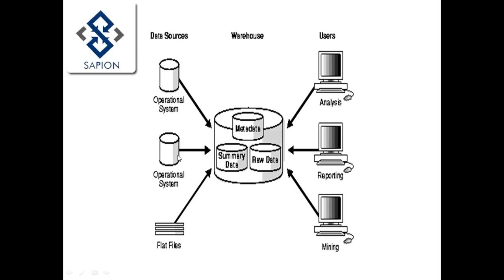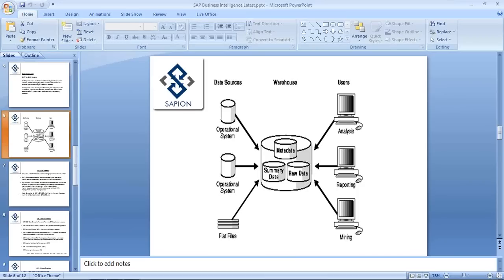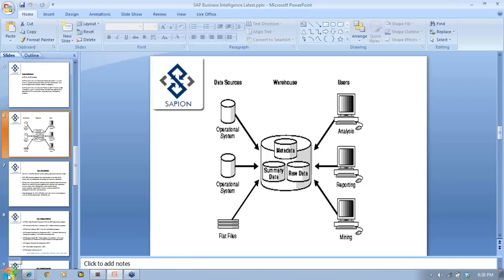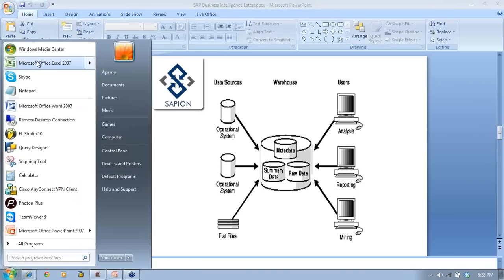Any system which supplies data to a data warehouse in an SAP BI environment is called a source system. Okay, that's just a terminology. Any system which supplies data to the data warehouse is a source system. And within the source system, you might have multiple data sources. So I'm going to explain this concept with an Excel. So I'm going to open an Excel file.